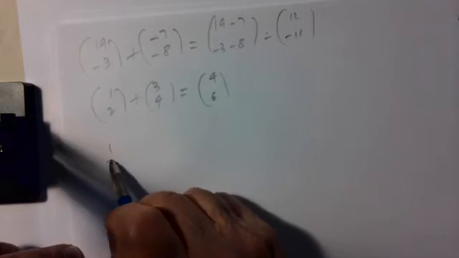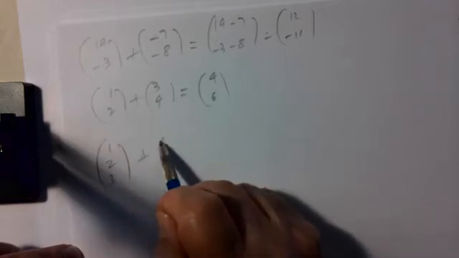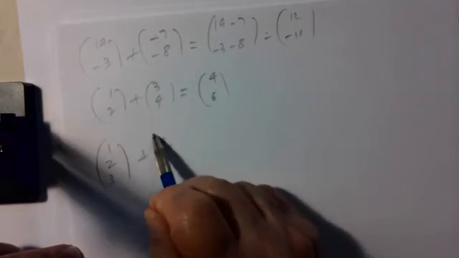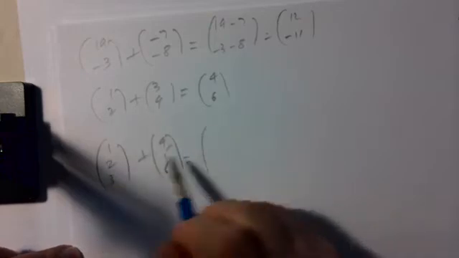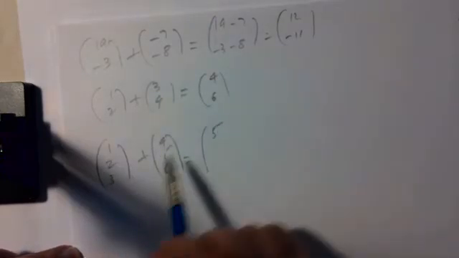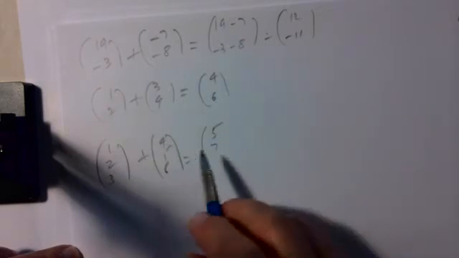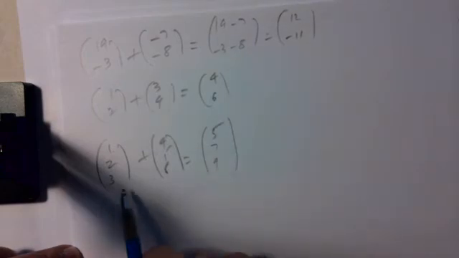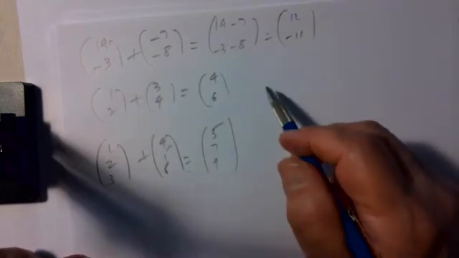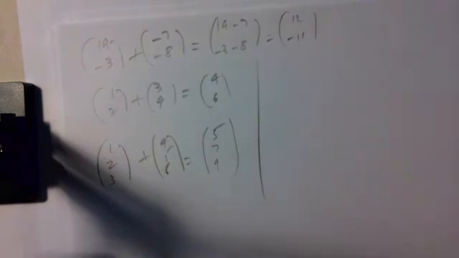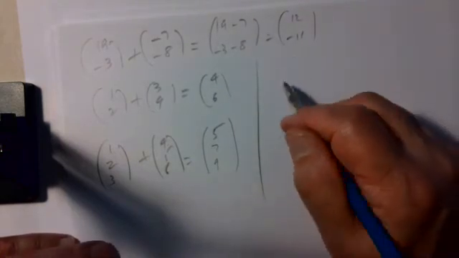So if you have the vector 1, 2, 3, and you're going to add 4, 5, 6, you add the first coordinates, 1 plus 4 is 5. Second coordinates, 2 plus 5 is 7. Third coordinates, 3 plus 6 is 9. So these are three-dimensional vectors. And it doesn't matter how many coordinates you have.